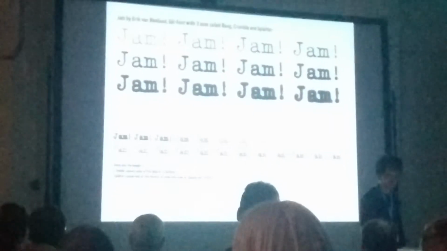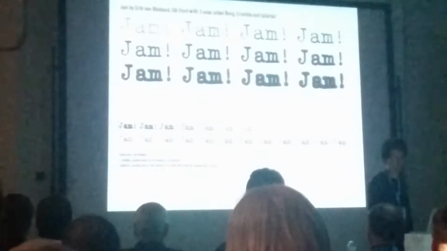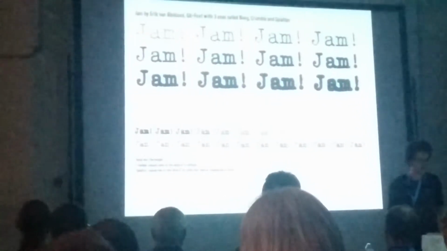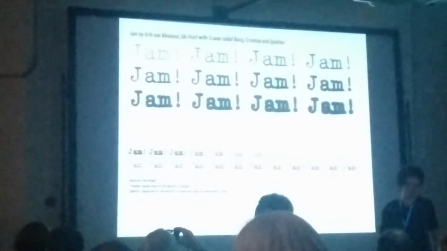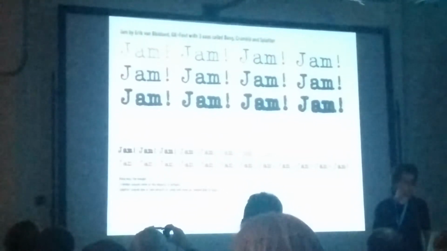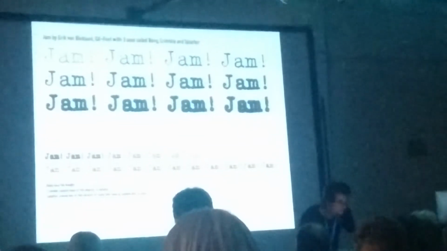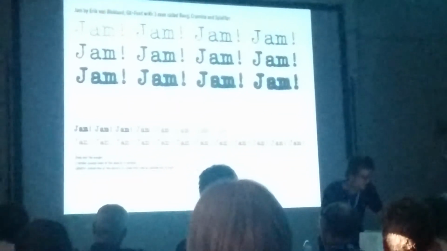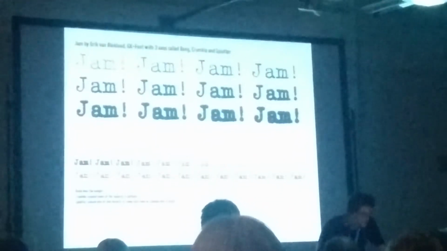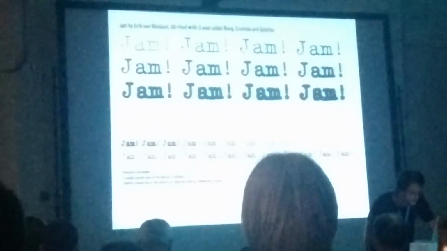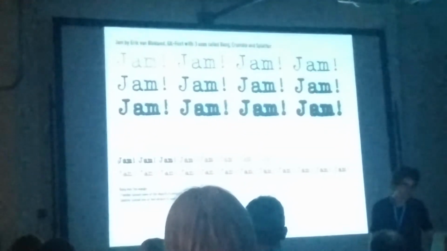And there was a typeface which was called Jam, and it had three axes: bang, rumble, and splatter, where bang was weight, rumble caused some of the objects to deflate, and splatter caused one or more objects to come into view as random bits of dust.